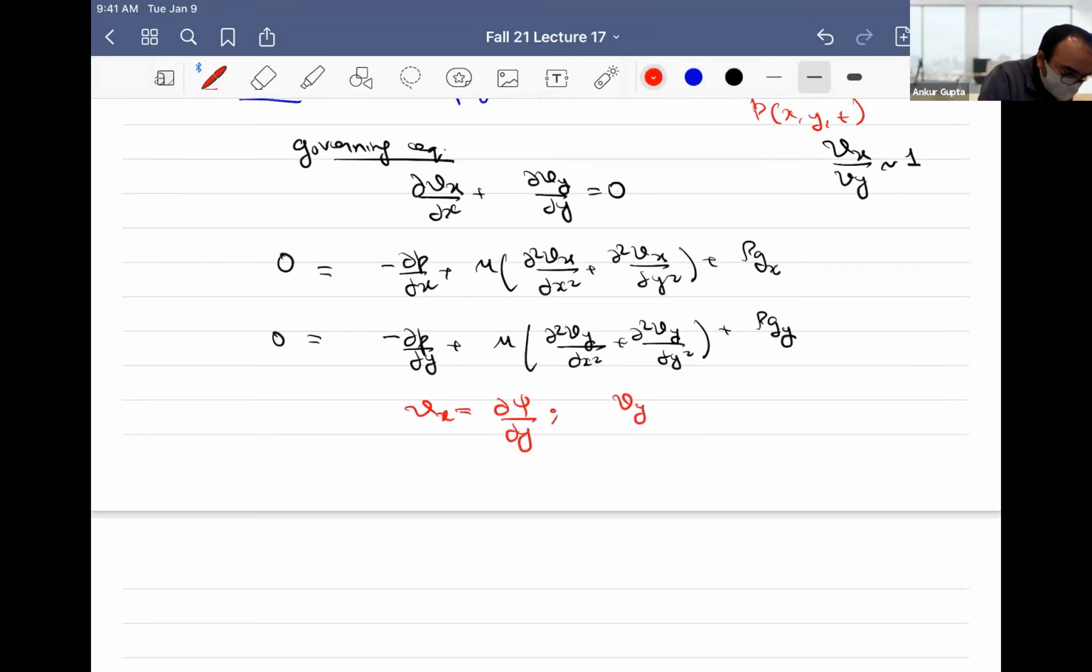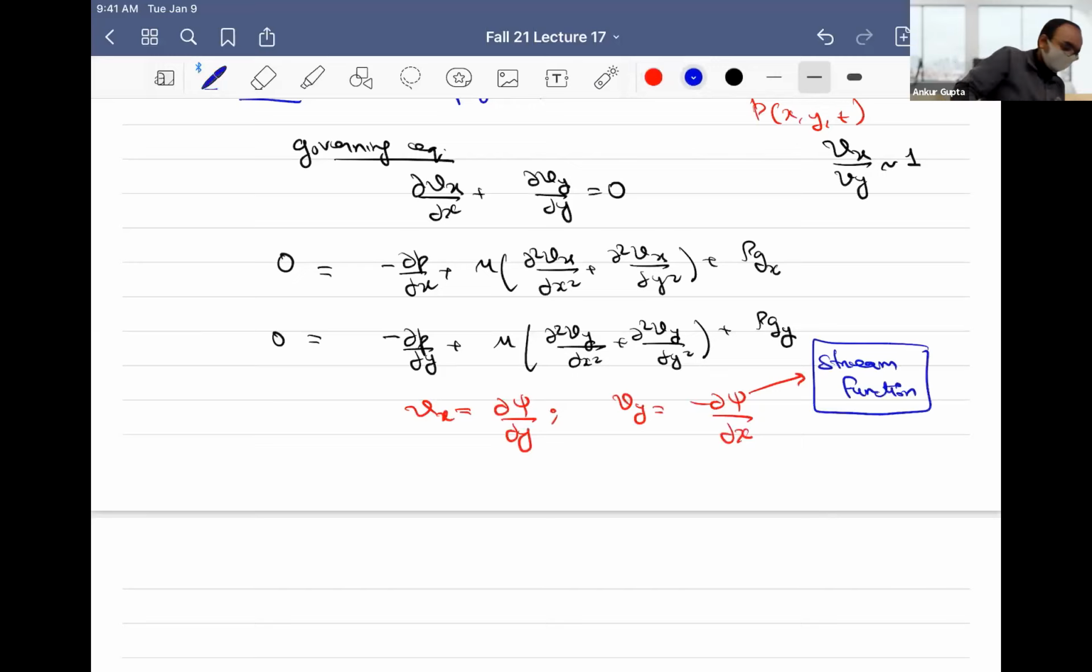So Vx is del psi by del y, and Vy is minus del psi by del x, where psi is the stream function. And why are we even allowed to do this, right? What I'm saying is I represent some function psi. When I differentiate it with y, we get Vx. When I differentiate it with x, we get Vy.